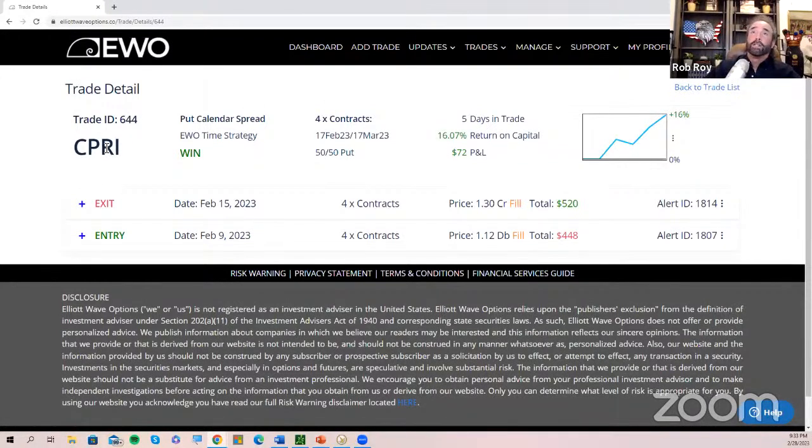As you can see, this was a position on CPRI. It was a calendar spread, not a big return here, but a small one. And I also wanted to show you something that is kind of frustrating as far as where we are in the markets right now.